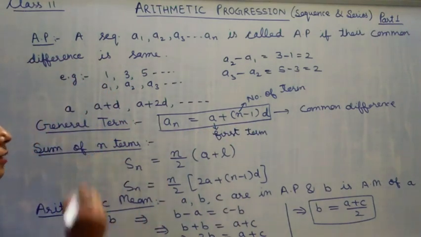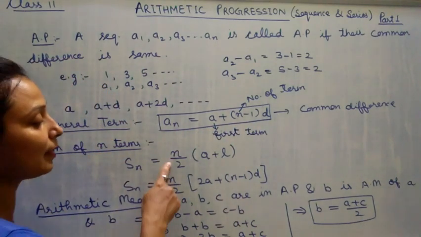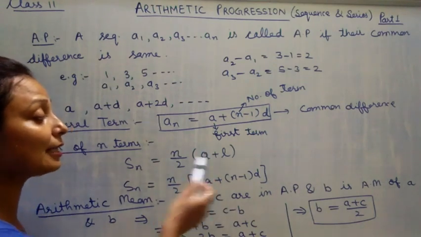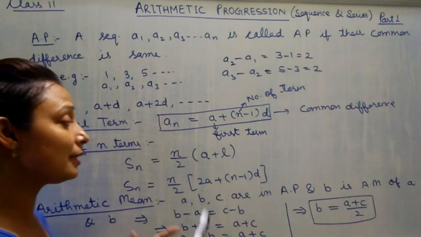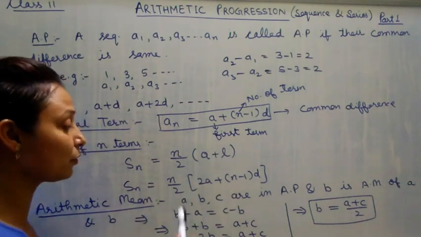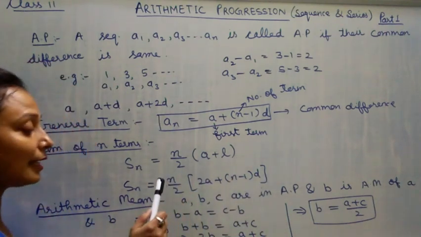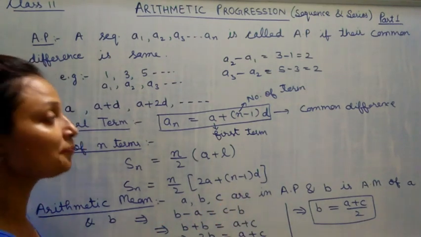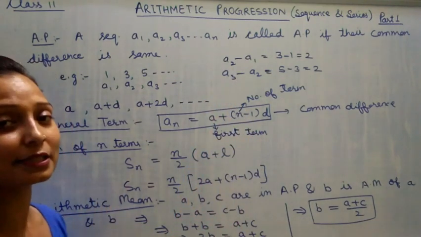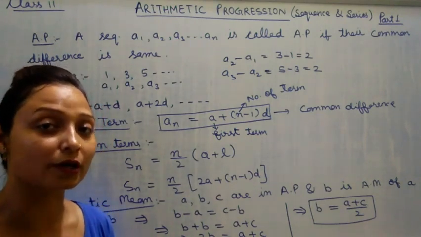Now come to the sum of n terms. Sum of n terms is n by 2 into a plus l. A plus l is always applied where the last term is given. But if the last term is not given, then we have another formula, that is n by 2 into 2a plus n minus 1 d. So this whole concept you all have done in your class 10th.